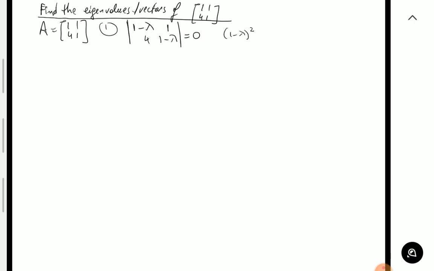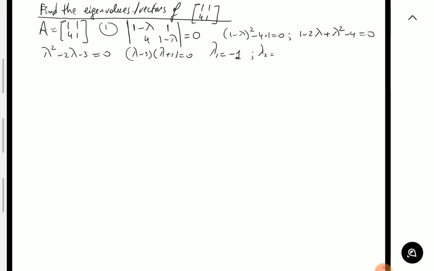All right, so that means in this case that's (1 minus lambda) squared minus 4 times 1 equals 0. Let's square that, and that gives me lambda squared minus 2 lambda minus 3. So it will be a quadratic equation in the case of a 2 by 2 matrix. It's always the case. And then solve it. In this case we can factor it as (lambda minus 3)(lambda plus 1), which means we have two eigenvalues, lambda 1 and lambda 2. So lambda 1 will be minus 1 and lambda 2 will be 3. So two eigenvalues in this particular case.